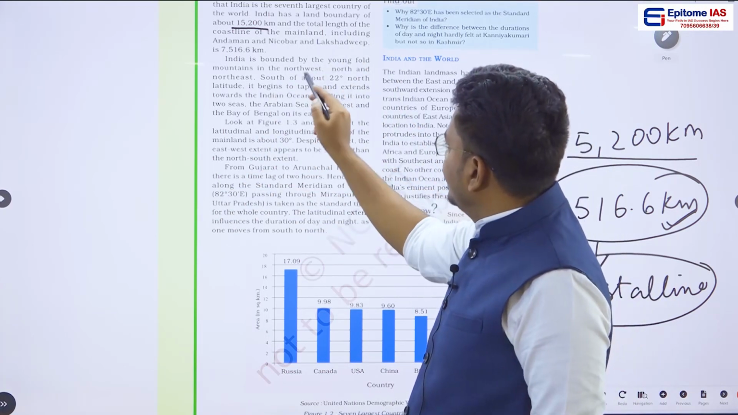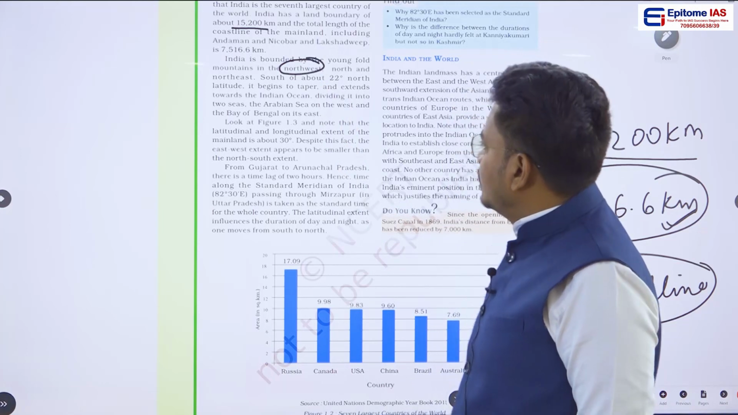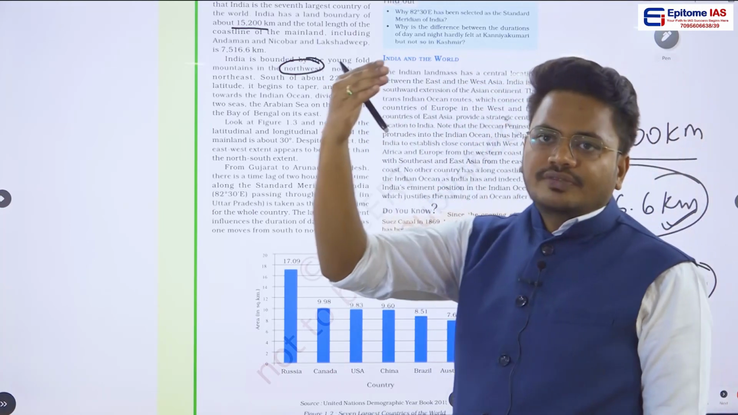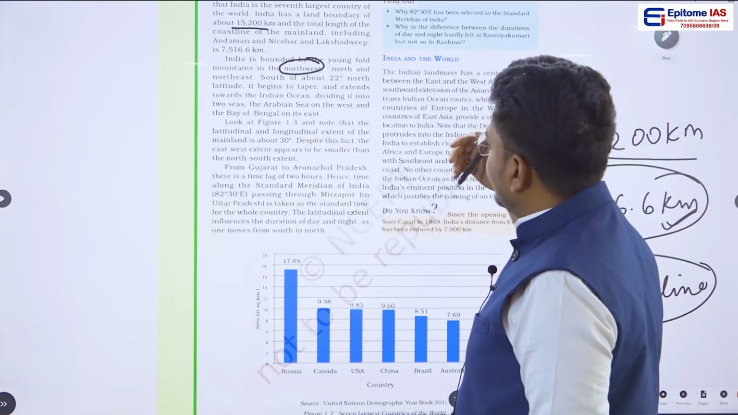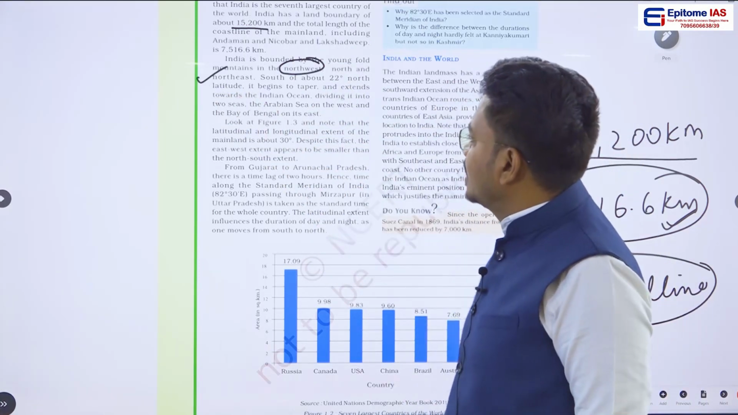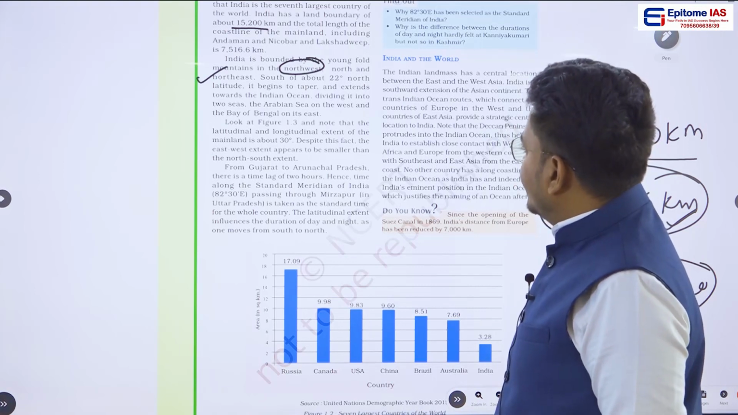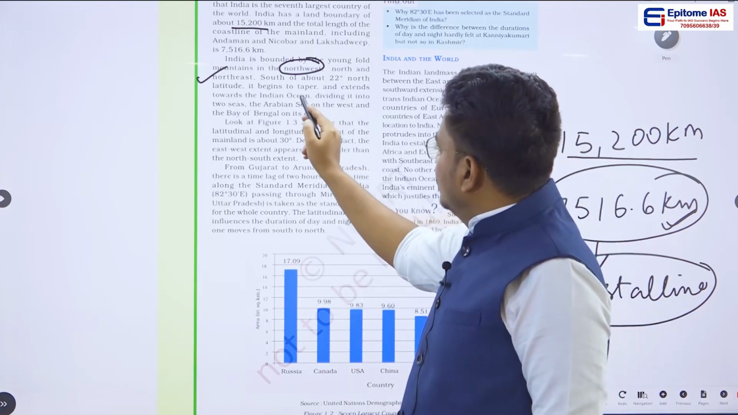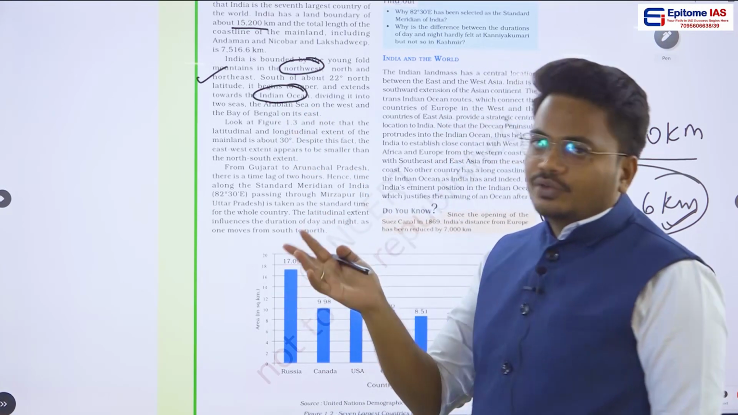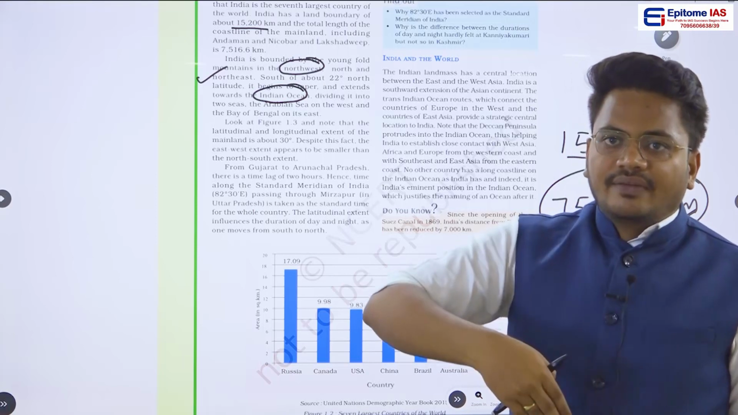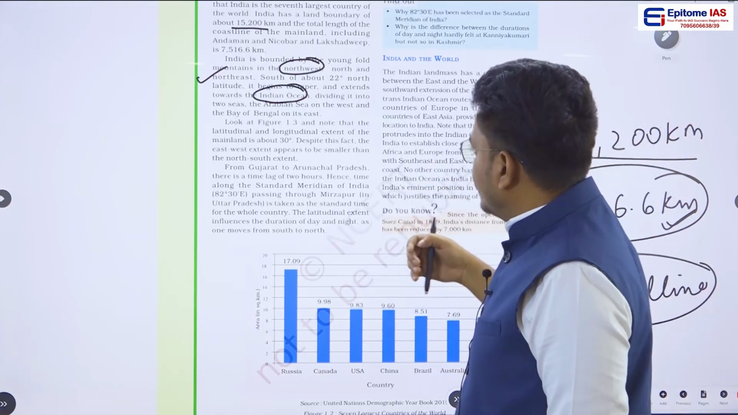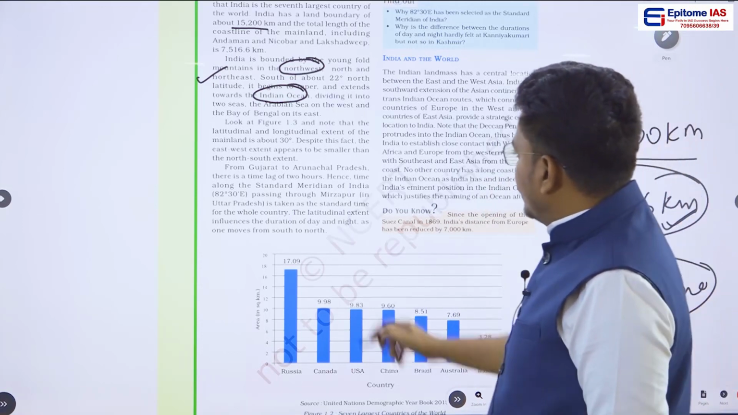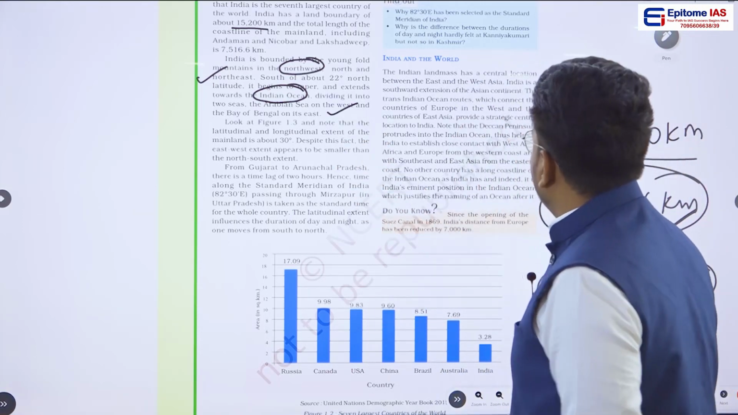Towards the northern side of India, we have the young fold mountains, that is the Himalayan mountains, which start from the northwest and run towards the north and northeast, forming boundaries. Towards the southern side of India we have the Indian Ocean as the boundary, towards the west the Arabian Sea, and towards the eastern side the Bay of Bengal. Okay, so this is what is given in this particular chapter.